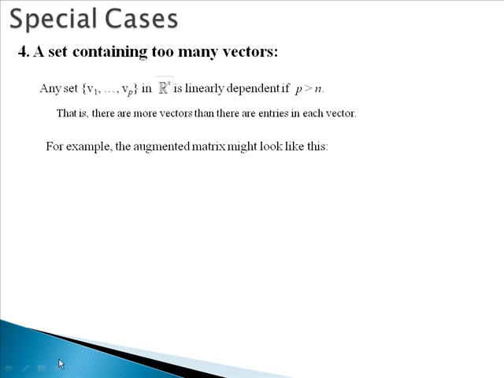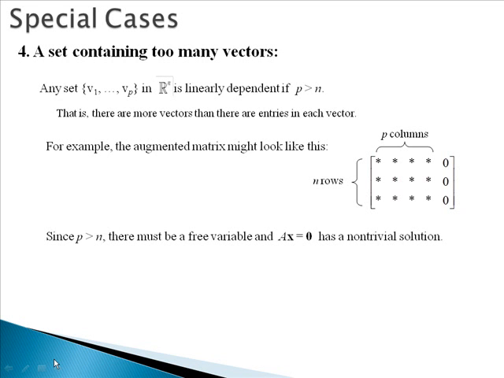For example, the augmented matrix might look like this. And so we see our column of zeros here, and we know we have 4 columns, so that means we had 4 vectors, and we had 3 rows, or 3 entries in each one. So I have more columns than I have rows. Since p is greater than n, then there must be a free variable. And if I have a free variable, then I know I have a non-trivial solution. And so the columns of A are linearly dependent.